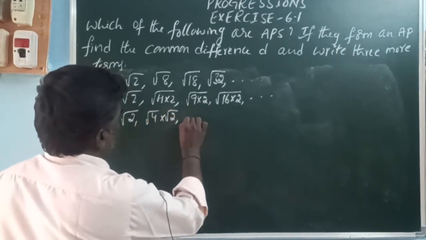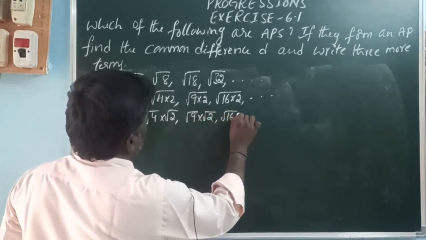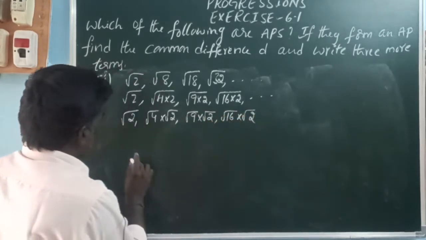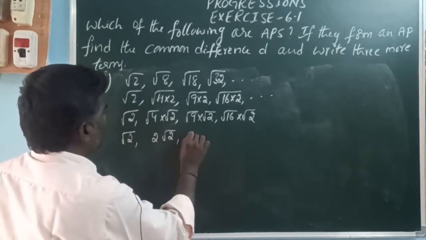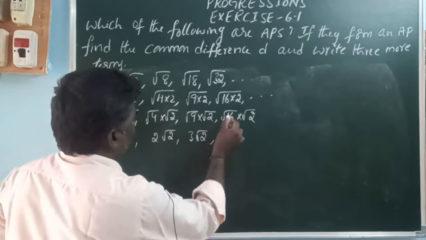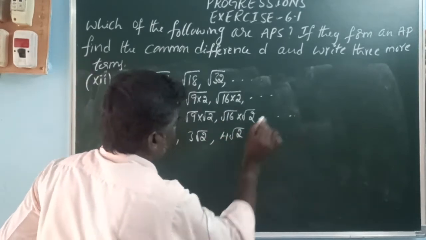Next here square root 9 into square root 2. Next square root 16 into square root 2. So root 2, square root 4 is 2 into root 2, square root 9 is 3 into root 2, square root 16 is 4 into root 2. So and so on.